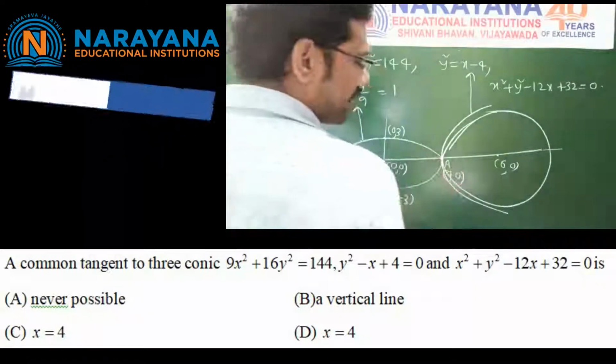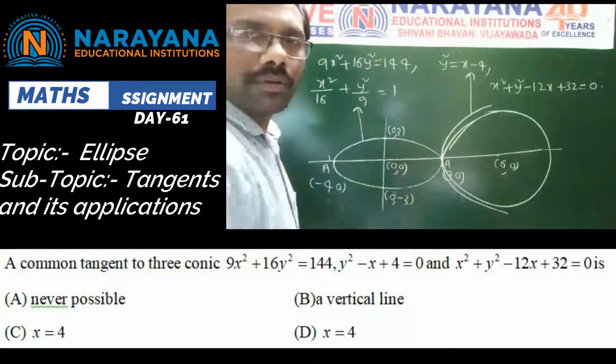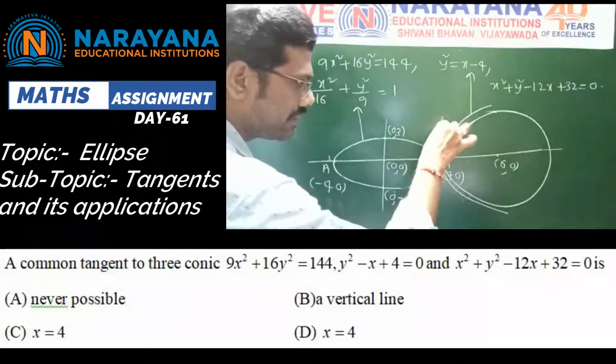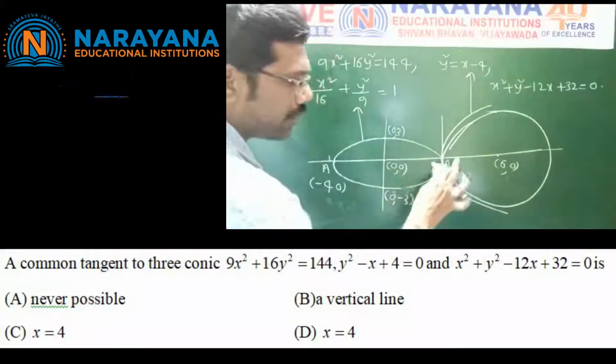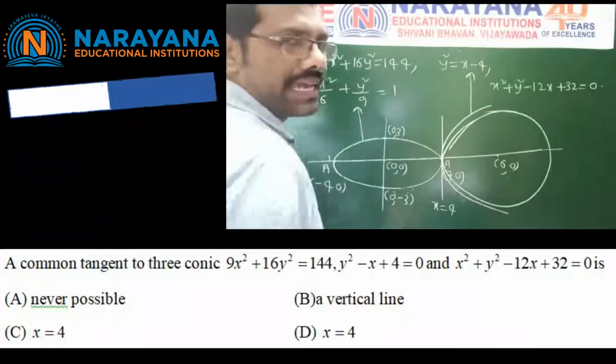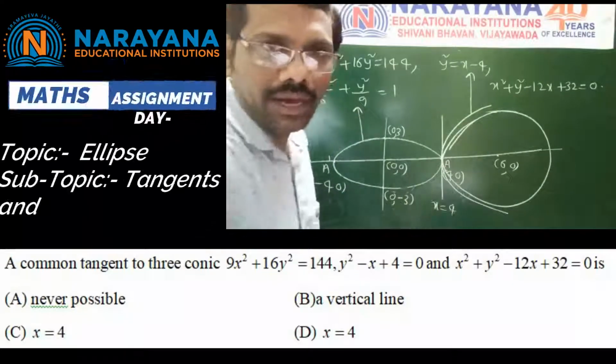So find the equation of the tangent. Using the formula S1 is equal to 0, we get the equation of the tangent at the point (4, 0) as x is equal to 4. The equation of the tangent is x is equal to 4. This is called a vertical line.